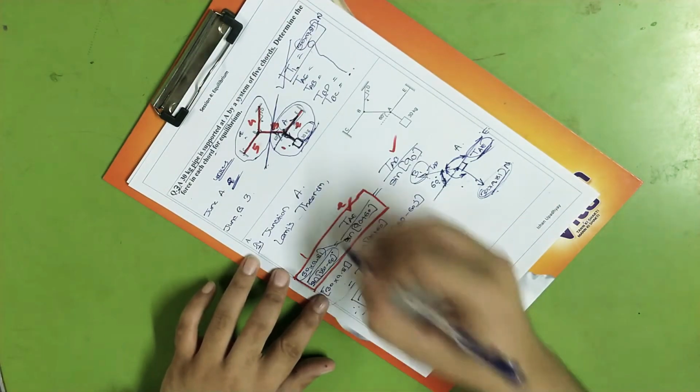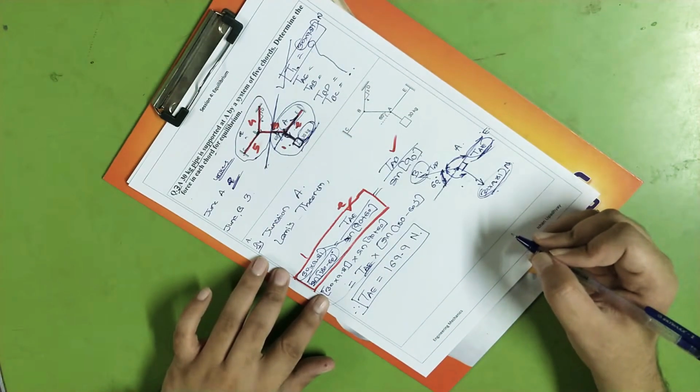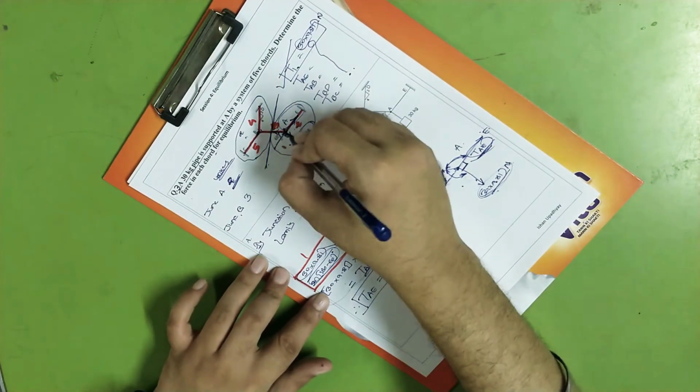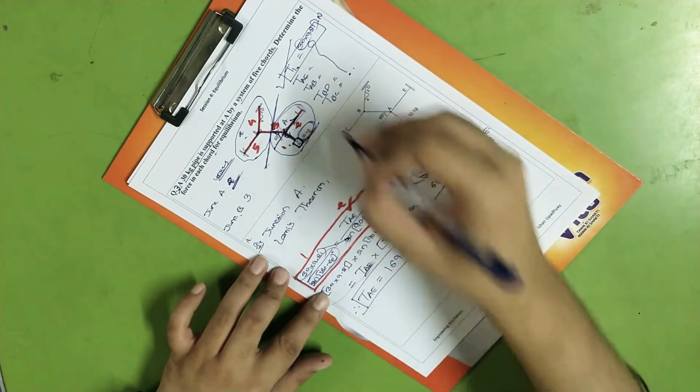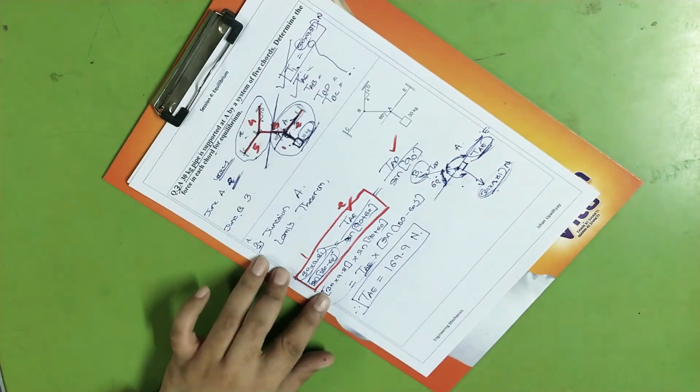It's very simple. For every action there is an equal and opposite reaction. When the action is of 30 into 9.81 Newton, the reaction is what? 30 into 9.81. So I got T1. Here I got TAE.